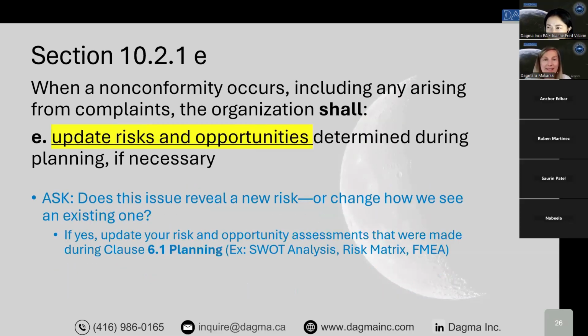Updating risks and opportunities determined during planning if necessary. So here we ask, does this issue reveal a new risk or change how we see an existing one? If yes, we want to update your risks and opportunity assessments that were made during the Clause 6.1 planning, such as your SWOT analysis, risk matrix, FMEA. You also may have operational risk assessments under Clause 8.1.1. Maybe the risks and opportunities could be updated there as well. So you have that opportunity to really go back into your system and identify this as a potential failure because it has already occurred in your organization once. There is potential for possible reoccurrence in the future.